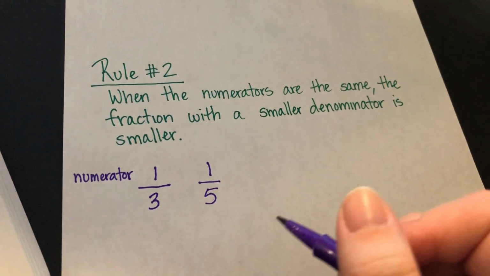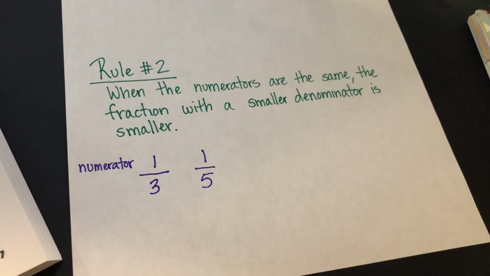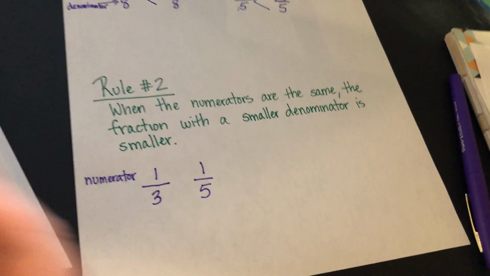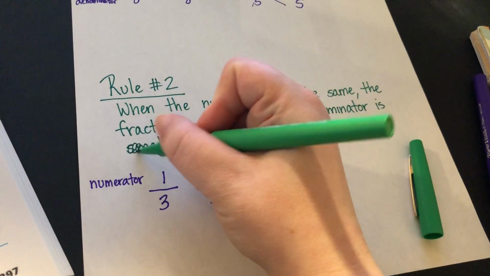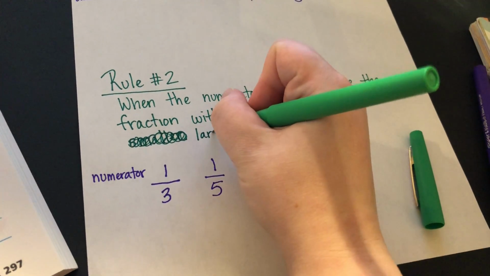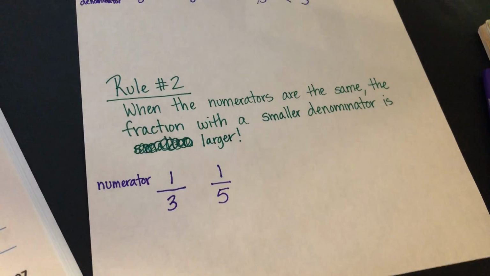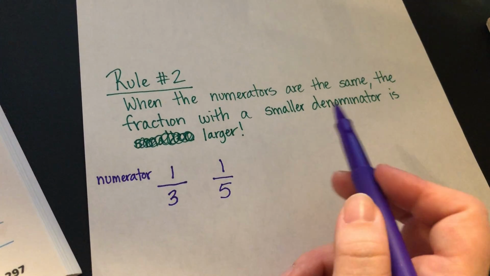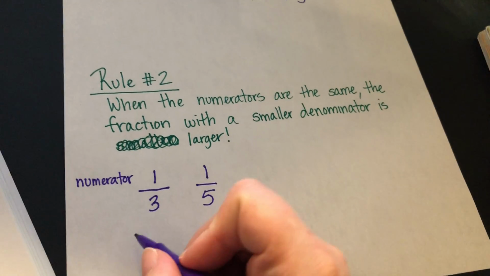Okay, so when the numerators are the same, the fraction with the smaller denominator, oh, I actually wrote that incorrectly. Look, I just made a mistake and I caught it. Because the rule, even though I wrote it beforehand so I wouldn't make a mistake, here's a mistake. The fraction with the smaller denominator is not smaller. Get that out of here. It's larger. I apologize for my mistake. Okay, so we're going to look at that again. 1/3 right here. That smaller denominator is larger. And let me show you why.